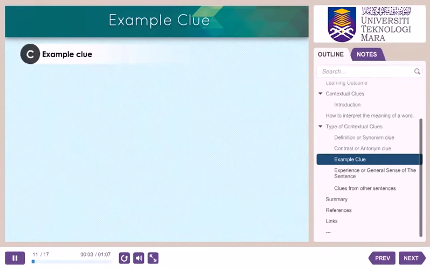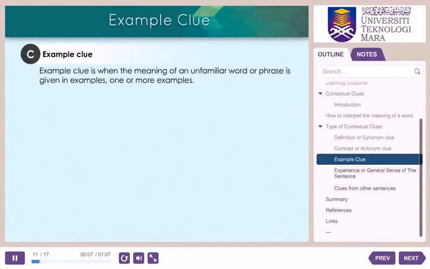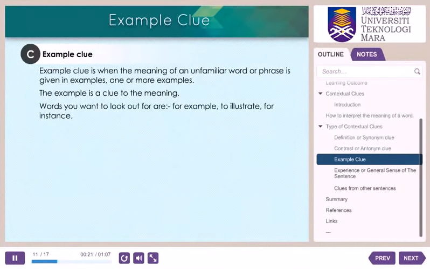Example clue. Example clue is when the meaning of an unfamiliar word or phrase is given in examples, one or more examples. The example is a clue to the meaning. Words you want to look out for are for example, to illustrate, for instance. Sometimes examples give us a better understanding of the meaning.